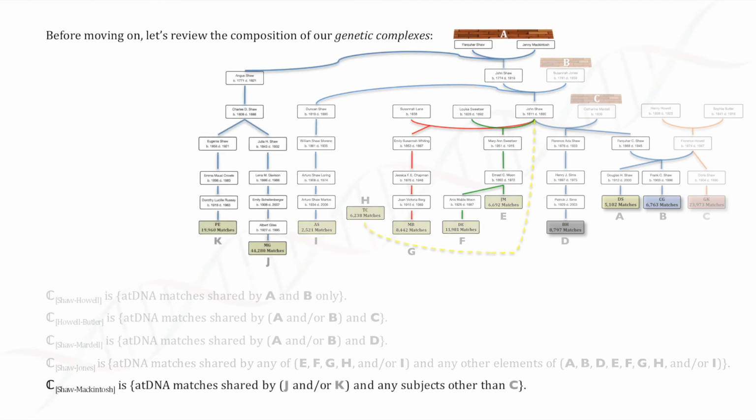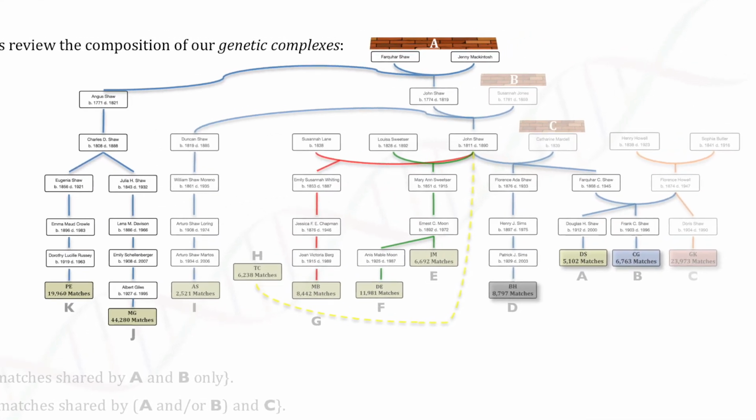Complex Shaw-Mackintosh is the set of DNA matches shared by J and/or K and any subjects other than C. And once again, elements of existing Shaw complexes migrate away from our nexus to further stratify our analytic control set.